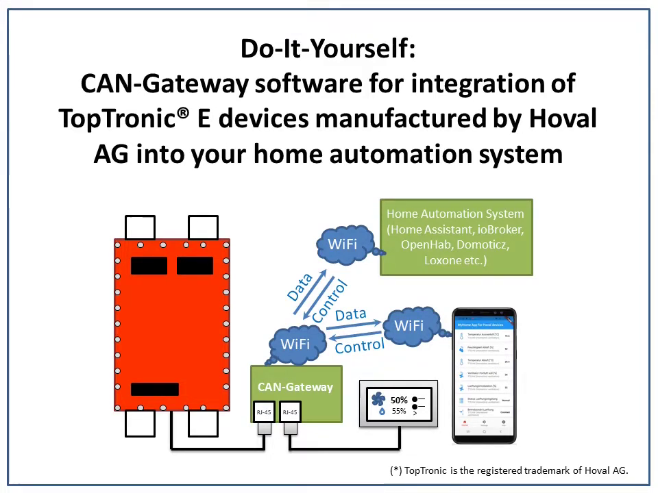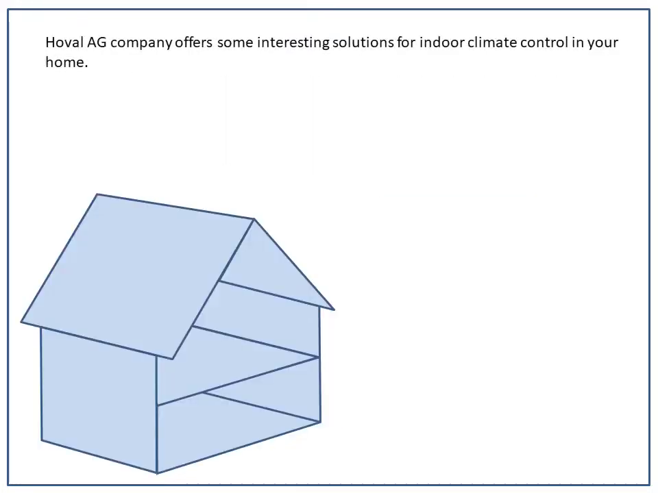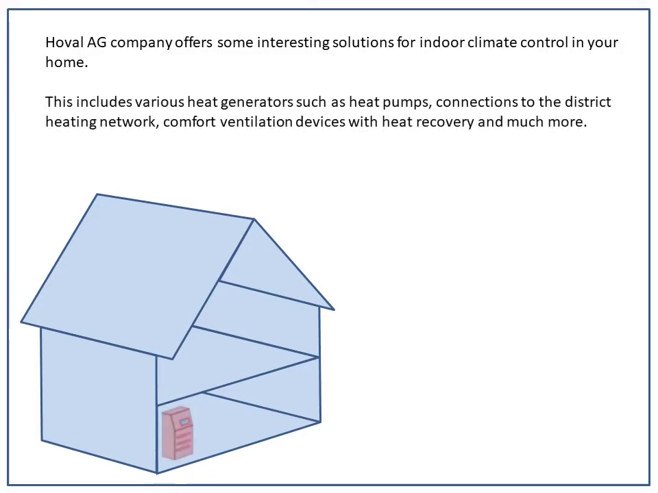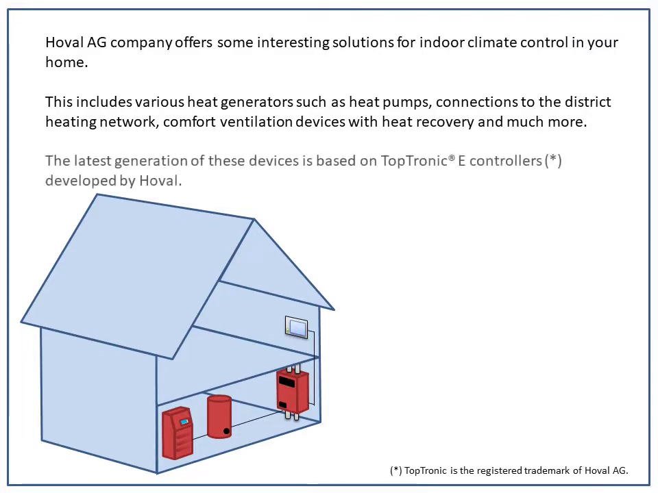CAN gateway software for integration of TopTronic E devices manufactured by Hoval Corporation into your home automation system. Hoval Corporation offers some interesting solutions for indoor climate control in your home. This includes various heat generators such as heat pumps, connections to the district heating network, comfort ventilation devices with heat recovery, and much more. The latest generation of these devices is based on TopTronic E controllers developed by Hoval.